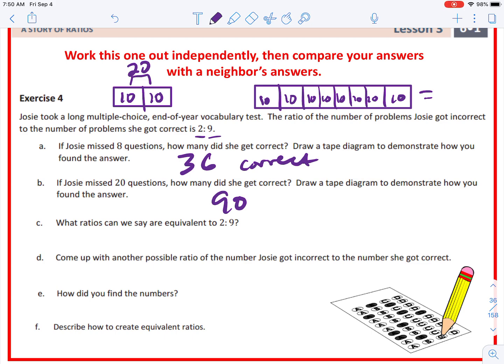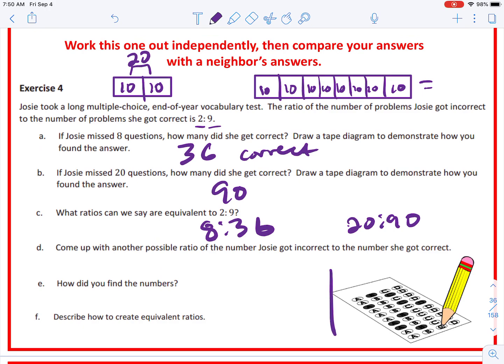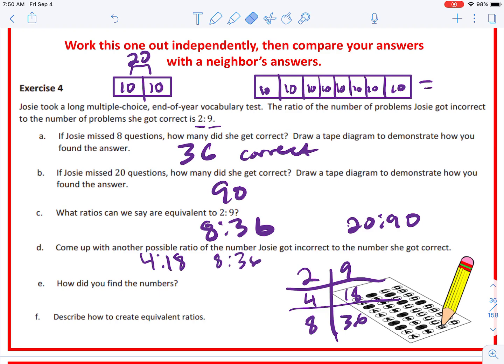What ratios can we say are equivalent to 2 to 9? So using this, we can say 8 to 36 and 20 to 90. What's another possible ratio? Well, you can just make a table. 2 to 9. What's the next row? 4 to 18. That's one. What's the next row? 8 to 36. That's one. Let's move on. Sorry, this was 27.